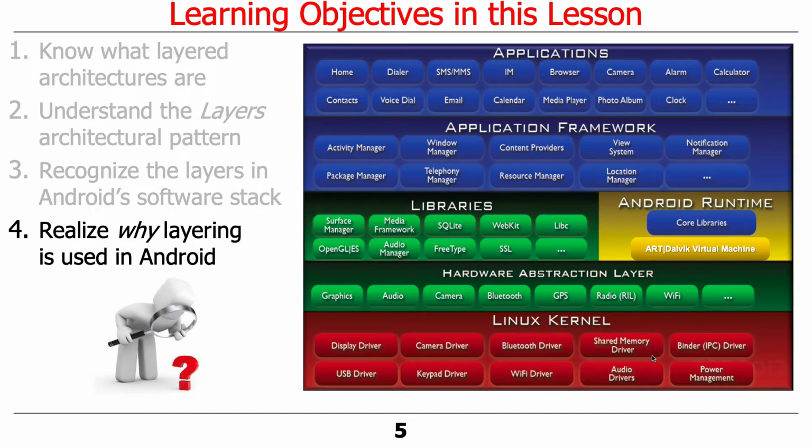Another thing we'll talk about is why Android uses layering. It's not just enough to know that it does use layering, it's also useful to understand the rationale, what's the purpose behind doing this. And this will also give us a chance to talk more broadly about the concept of layering in systems in general, and you'll see why it's a very common way of designing complex software.